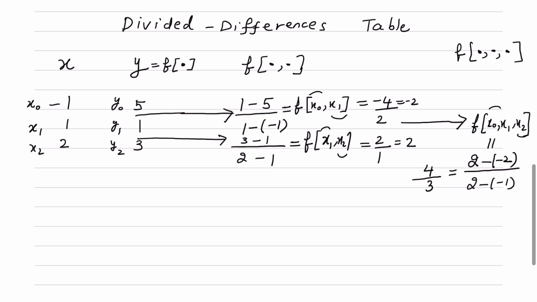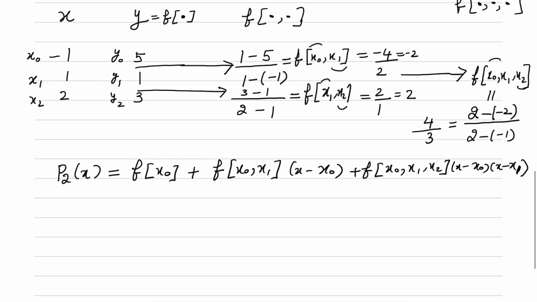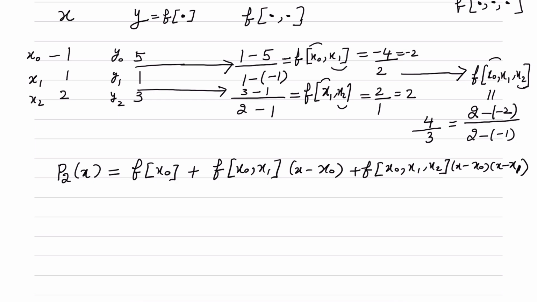So now we will plug the differences from this table into the 2-degree polynomial written in divided differences form, which is this. Let's plug in the values in this polynomial from this table. So we have p2 of x equal to f of square bracket x naught, which is f of x naught, which is same as y naught. So the value of y naught from the table is 5 plus f of square bracket x naught x1.